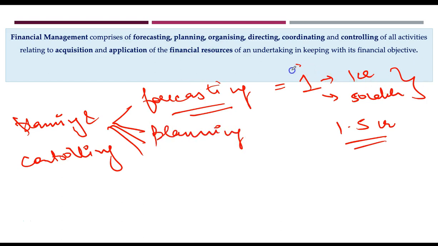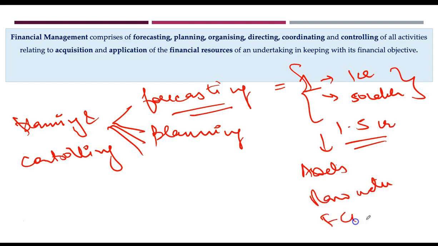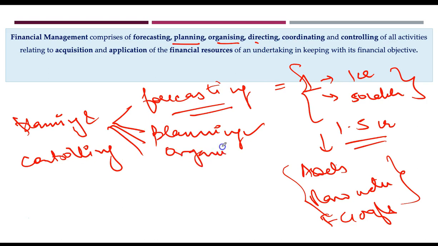Next stage is planning. Because let's say you want 1.5 crores, then you need to tell people what part of this money will go into my assets, what will go into my raw materials, and what will be going into my finished goods. Therefore you need planning. Next is organizing. Organizing again would be that in assets, you will organize how much money and what the workflow would be.